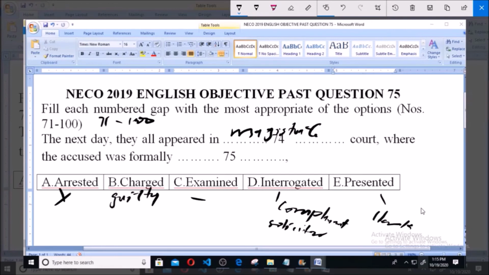So can I say that the next day they all appeared in magistrate court where the accused person was formally examined. That is, there was cross-examination of him or her as regards the case or offense he was accused of. So option C is correct.